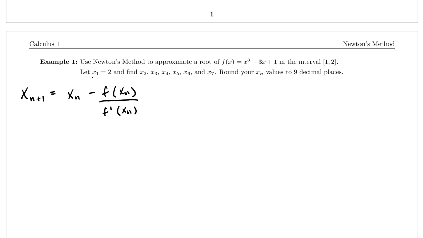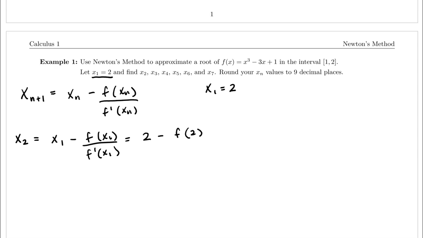So this is nice because we're given the first x value to use. So I have x sub 1 is equal to 2. Now I'd like to find x sub 2. So if I'm using this generalized formula up above, then x sub 2 is going to equal x sub 1 minus f of x sub 1 over f prime of x sub 1. And we're given x sub 1. We're told that it's equal to 2. So let's plug these in now. I have 2 minus f of 2 over f prime of 2.